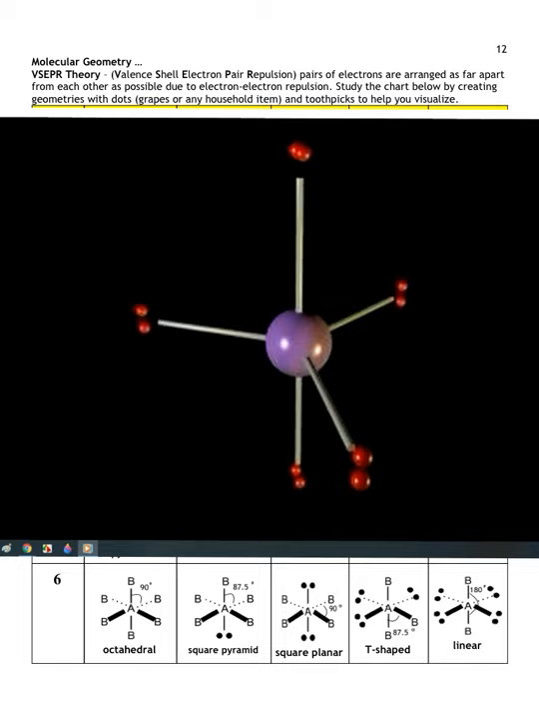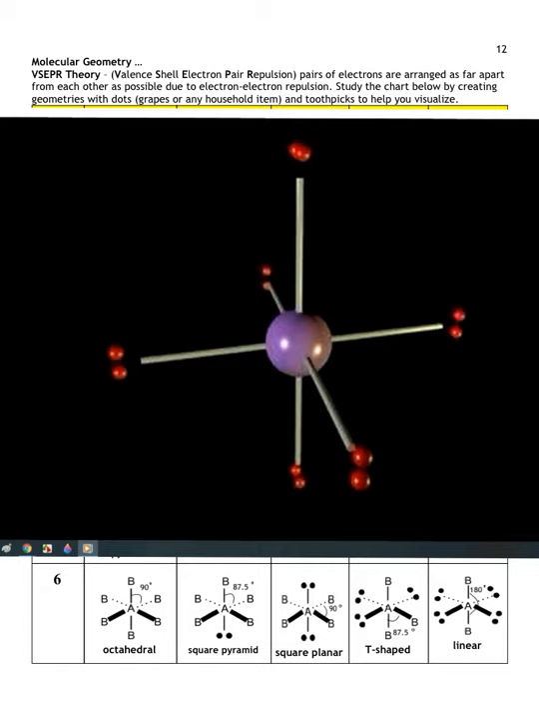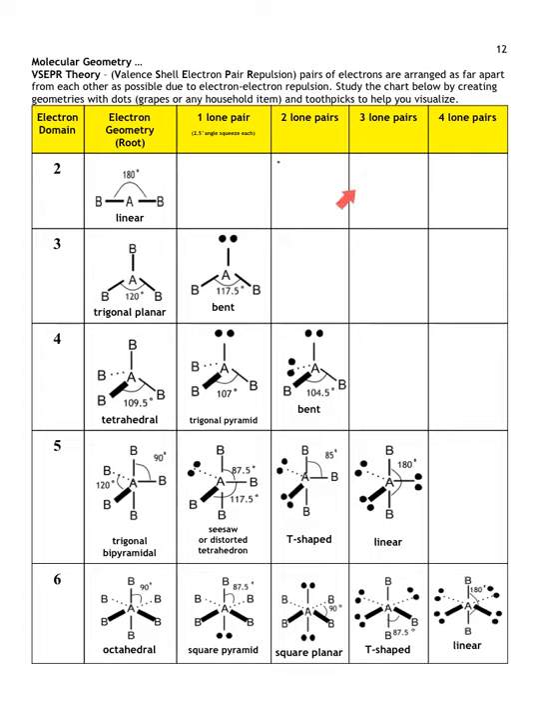Two of the electron domains are disposed along the vertical axis. The other three are found in the horizontal plane, separated by 120-degree angles. Six electron domains are located along the X, Y, and Z axes at 90 degrees from one another. This arrangement is termed octahedral.